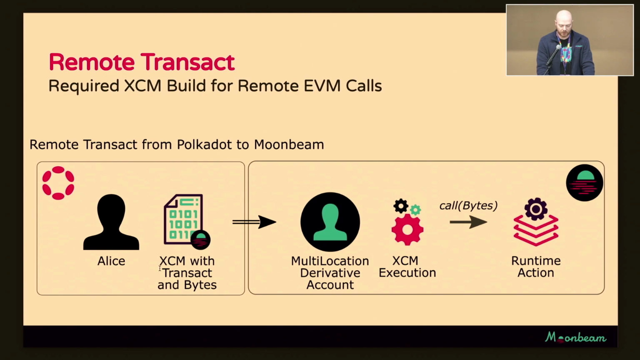So here's an example where Alice is going to ask her relay chain to send an XCM to Moonbeam, and she's going to ask it to do some call, which is encoded as some bytes representing an encoded call. If she were to send this over to Moonbeam, the first thing we would do is derive this multi-location derivative account ID for her. And then if everything checks out, we will go ahead and make the call that she requested on her behalf. So it would look as though it came from this derivative account and not from Alice on Polkadot.